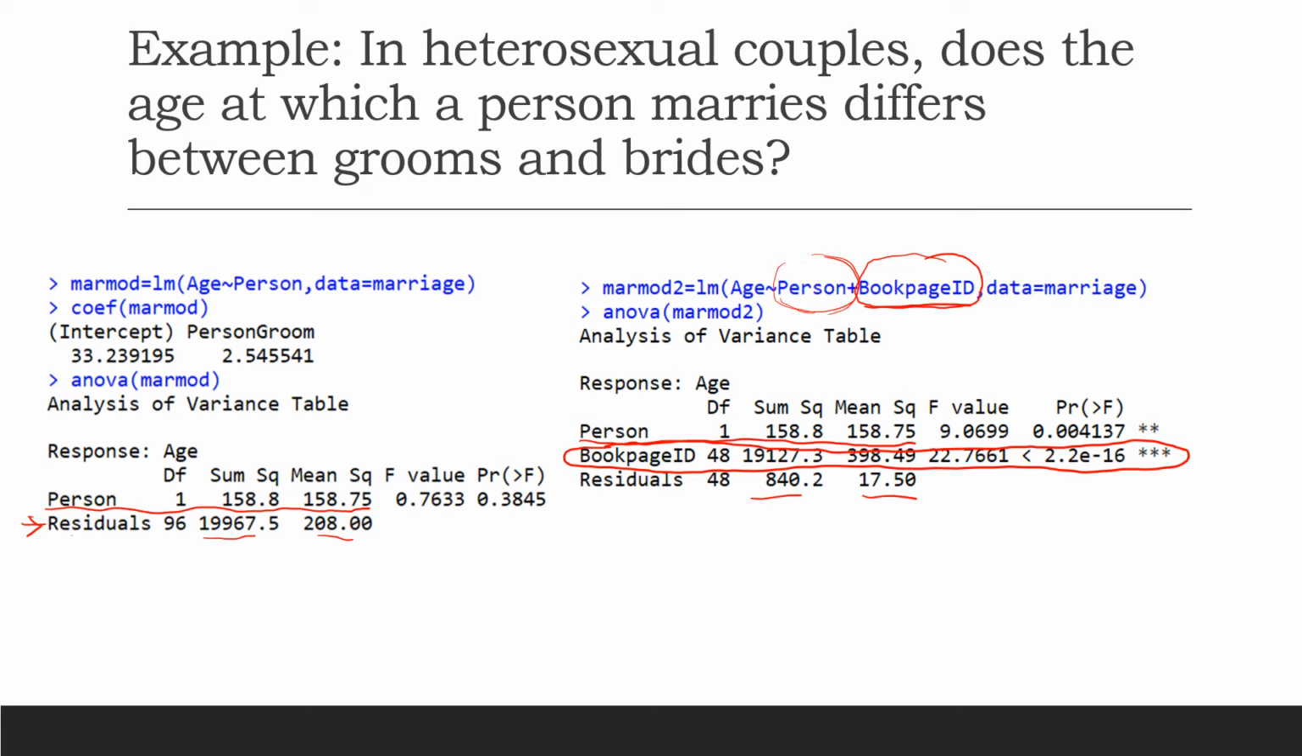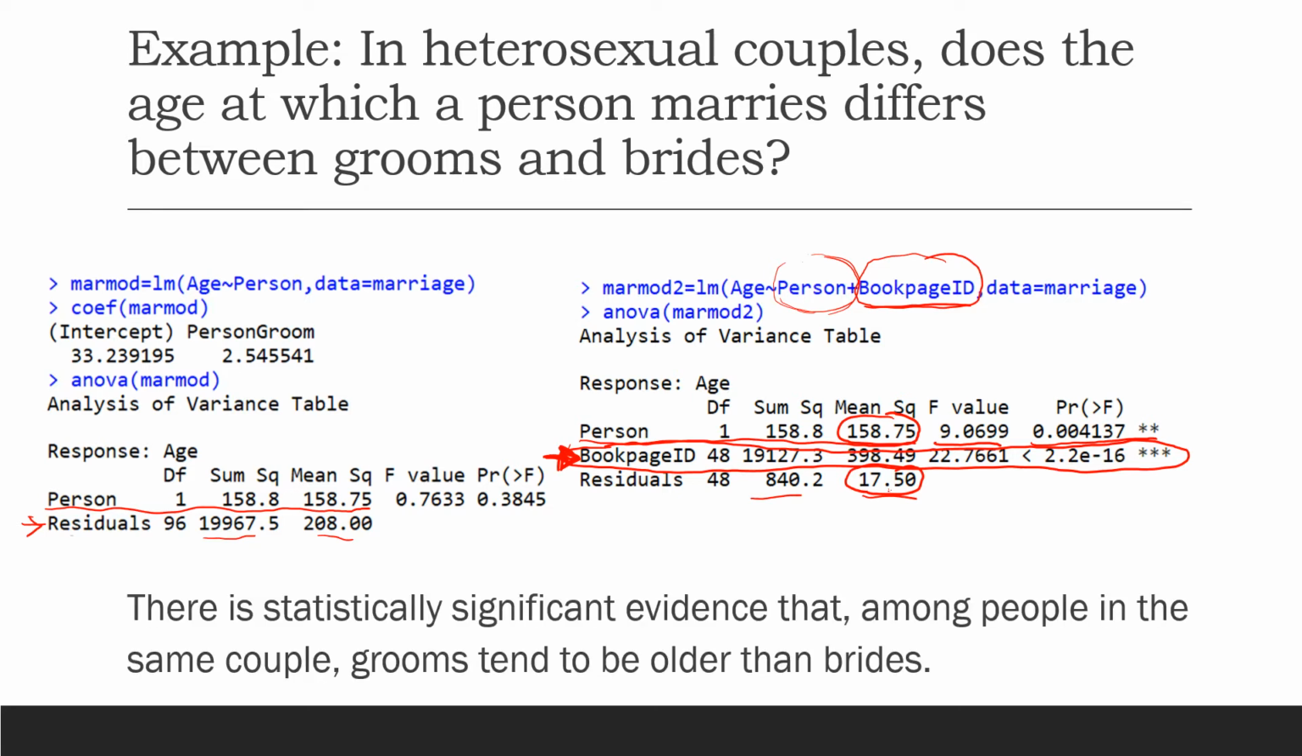So when we look at it this way, by soaking up the excessive variability that comes between couples in this book page ID, when I'm calculating my F statistic, I'm taking the mean square for person and dividing it by a much smaller value for the mean square of the residuals than I had before when I wasn't controlling for book page ID. This gives me a larger value for my F statistic and a much smaller p-value. And so by accounting for the variability between couples, there's a statistically significant result.